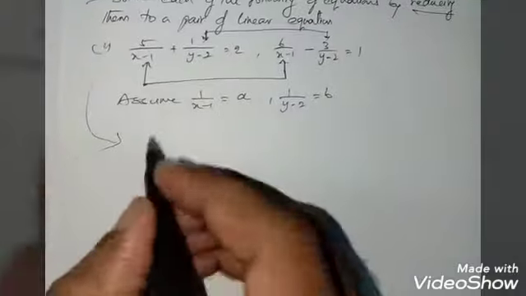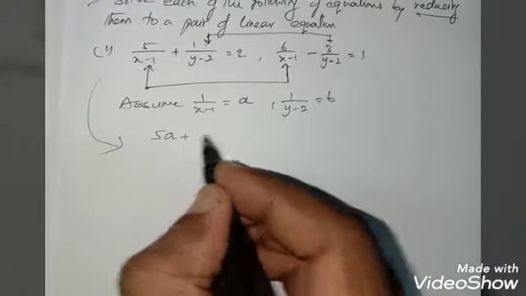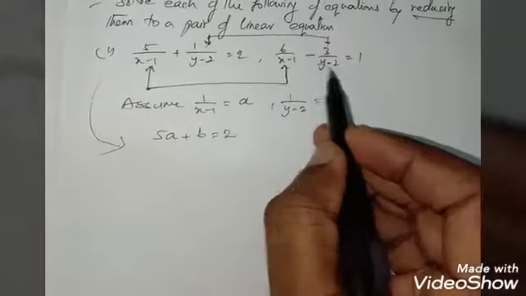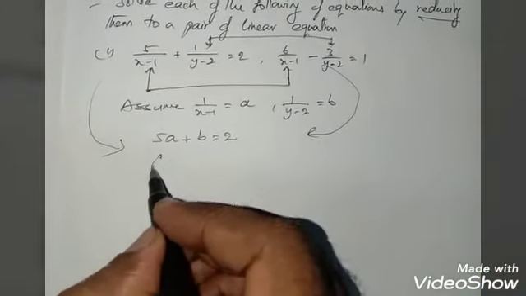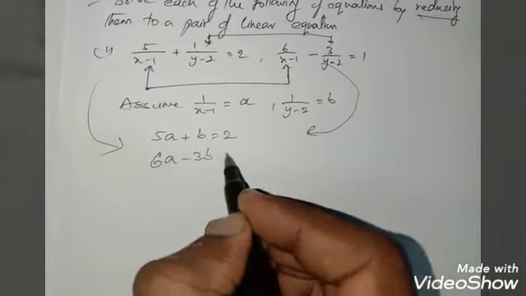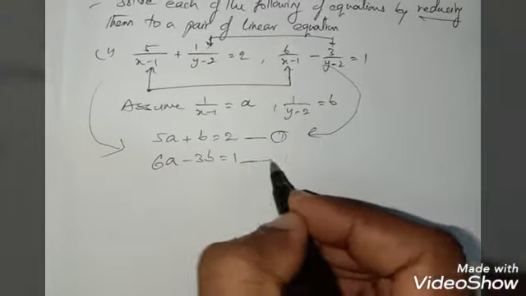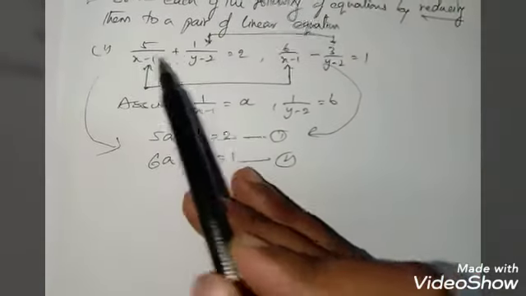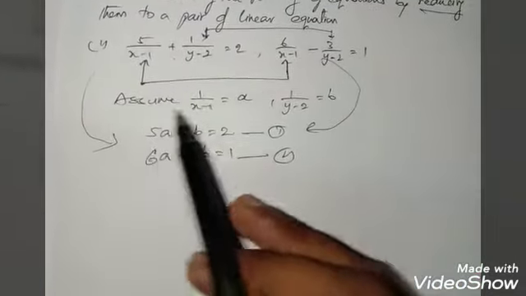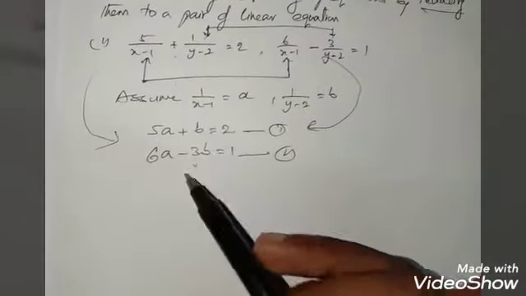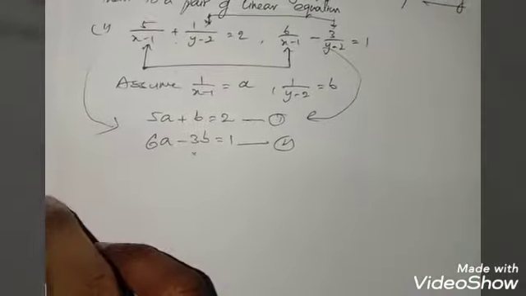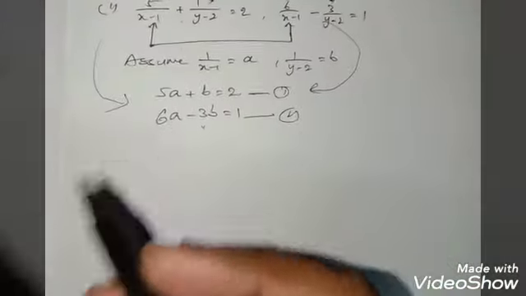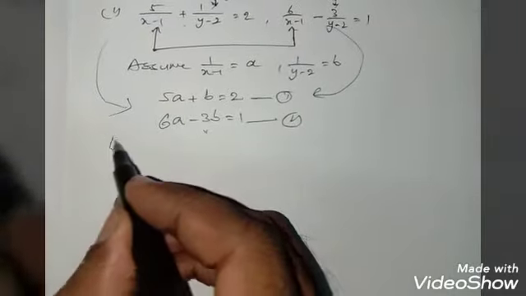So my first equation will be 5a plus, here 1 by y minus 2 is nothing but b, is equal to 2, and the second equation we can write as 6a minus 3b is equal to 1. So this is my first equation, this is my second equation. Like this we are reducing the pair of linear equations as per these terms, right? Now after converting these two equations, you have to take any one method, the substitution method or the elimination method. So I am going for the elimination method.